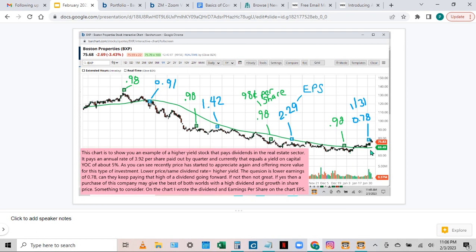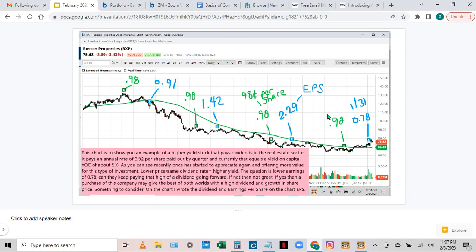So this, and the other thing that's kind of interesting about this chart is the price is starting to flatten out and turn up above this moving average. So this may be one of those stocks, not saying it is, but maybe a stock that could kind of give you the best of both worlds. Dividend, high dividend payment, high dividend yield with increasing or appreciating share price over the next year. Again, that's not saying that's going to happen, but that's kind of what could happen.